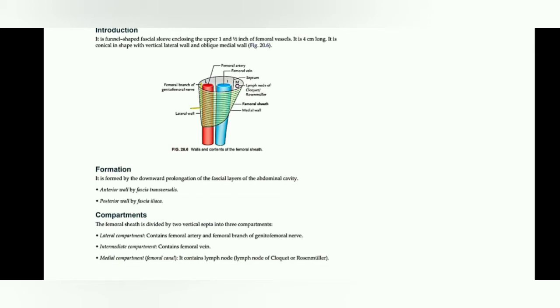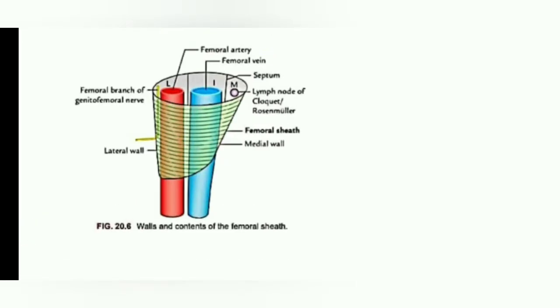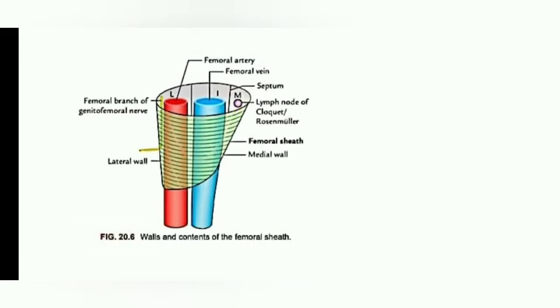Compartments: the lateral compartment contains the femoral artery and the femoral branch of the genitofemoral nerve. The intermediate compartment contains the femoral vein, and the medial compartment, which is also known as the femoral canal, has the femoral ring opening. It contains the lymph node of Cloquet or Rosenmuller's lymphatics. See the diagram. This is the medial, this is the intermediate, and the lateral compartment.